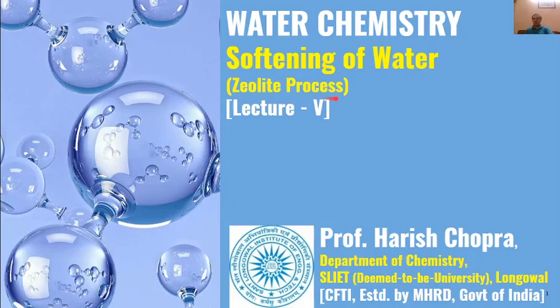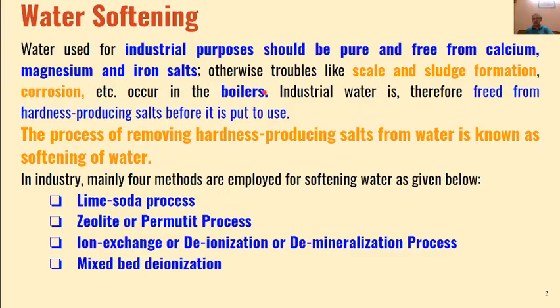We have discussed the lime soda process, and in this lecture we will discuss the zeolite process of softening of water. As I have told you in the previous lecture, the water which is used in industry should be pure from all types of temporary or permanent hardness, like the presence of calcium ions, magnesium ions or iron ions in the form of their salts.